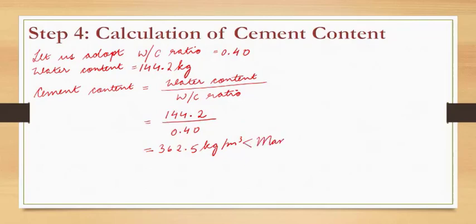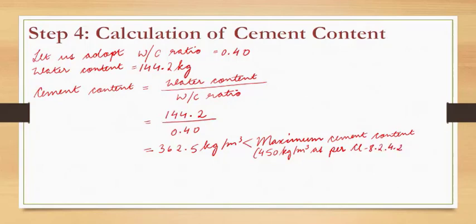So we can write down it is less than the maximum cement content, which is 450 kg per meter cube as per clause 8.2.4.2 of IS 10262/2009. And also we have to check that this value is greater than the minimum cement content.